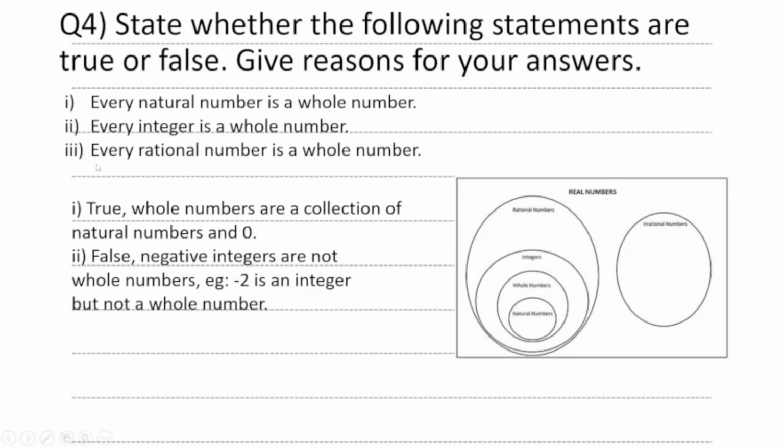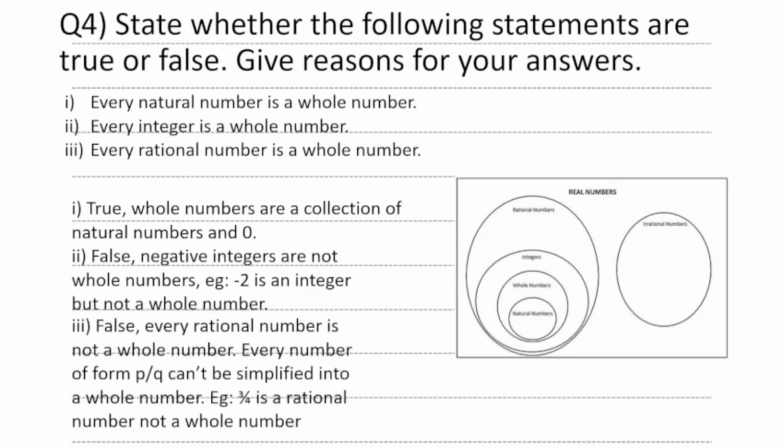If we look at the third part, every rational number is a whole number. Again, we would look at this Venn diagram. You can see that the collection of rational numbers is much bigger than the collection of whole numbers, and so this statement is also going to be false, as every rational number is not a whole number. Every number of the form p by q can't be simplified into a whole number. For example, 3 by 4 is a rational number but not a whole number.